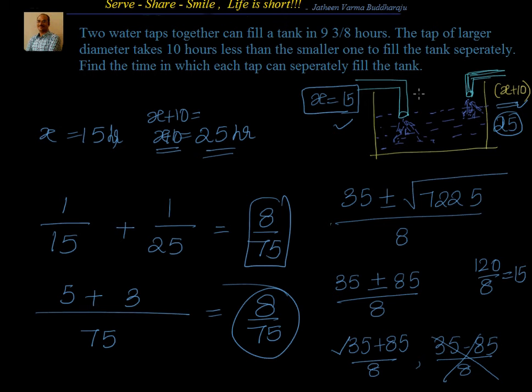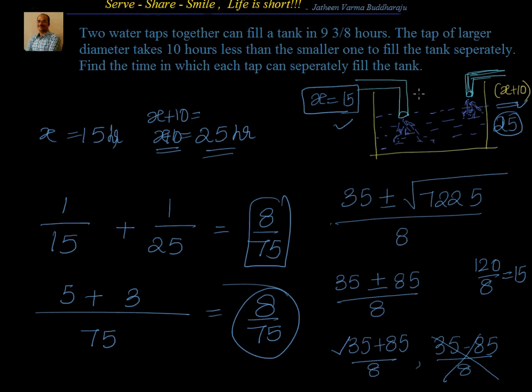So let's summarize this. Two water taps together can fill a tank in 9 3 by 8 hours. The tap of larger diameter takes 10 hours less than the smaller one to fill the tank separately. Find the time in which each tap can separately fill the tank. All time and work problems, we solve them by equating the work done. So what is the work done here in 1 hour? Let us say the larger diameter tap will take x hours. According to the condition, the smaller will take x plus 10 hours.